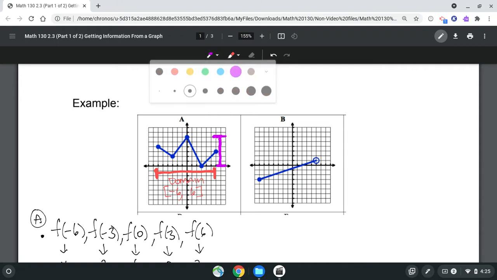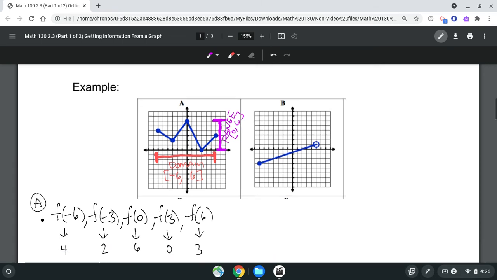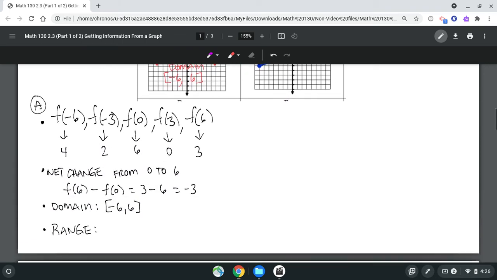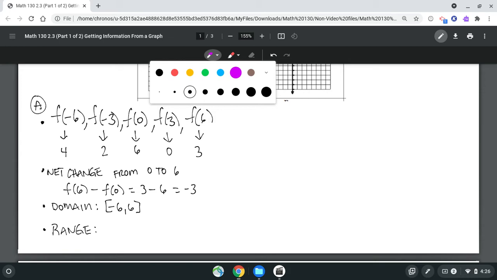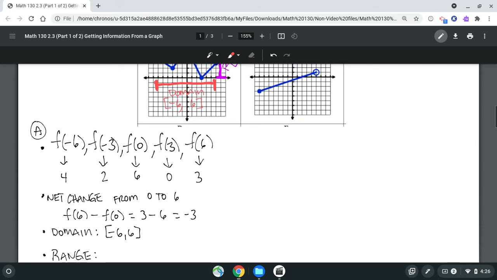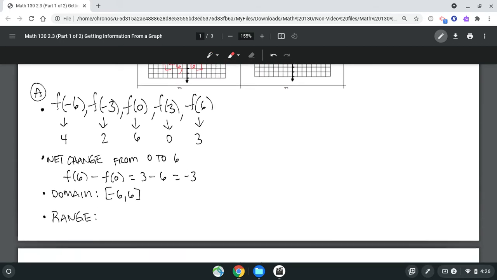All right, so this represents our range. And so that looks like it goes from 0 all the way up to, what is that? 1, 2, 3, 4, 5, 6, all the way up to 6. Okay, so let's go ahead and write that down over here. Our range is from 0 all the way to positive 6, including.